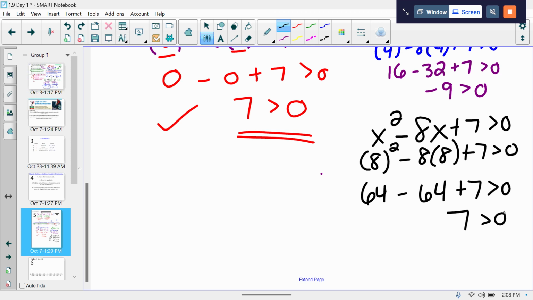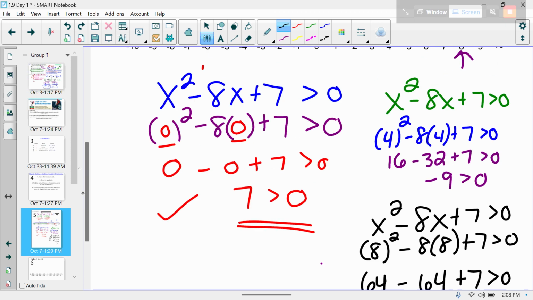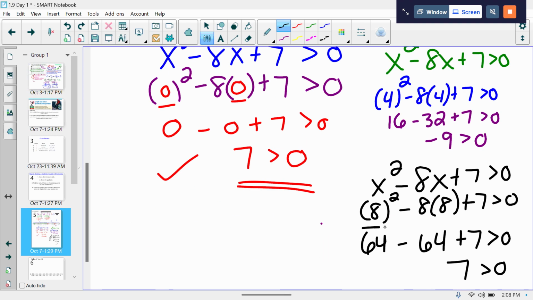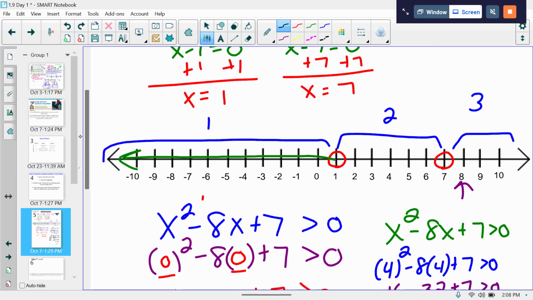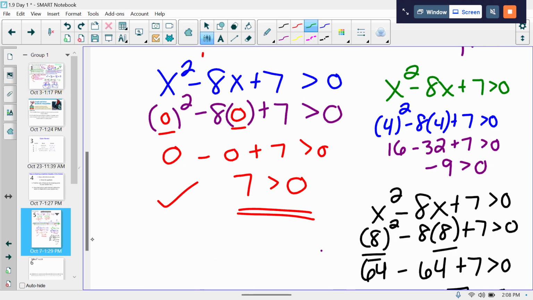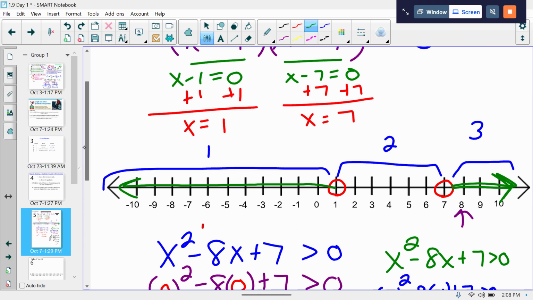Is 7 greater than 0? Yes. So that means 8, remember, that's what we were plugging in, 8 is part of the solution set. Anything else in that region, so like anything greater than 7, would also work if we tested it. We don't want to sit here and keep testing it, but that's how it will work. Anything greater than 7 will work.